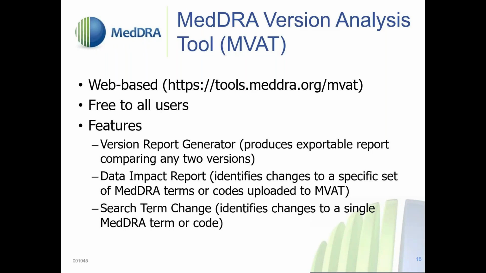And then the third and last feature is that you can also upload or search for a single term and identify changes to that single MedDRA term. This is not implemented in the MedDRA version analysis tool in the MedDRA web-based browser, because there you have a history button, which you can use for looking at a term change across the MedDRA versions by just clicking with the right mouse on the term and selecting the history button.